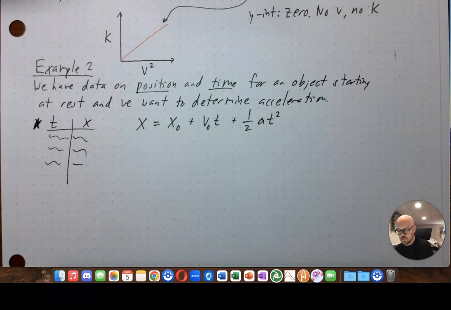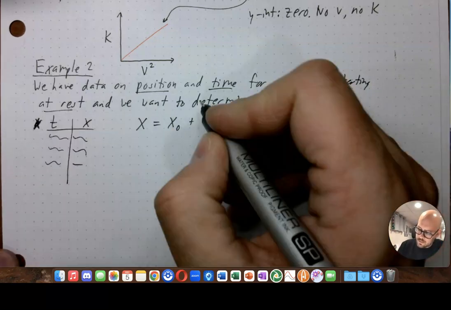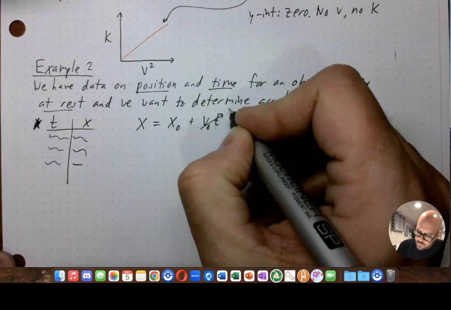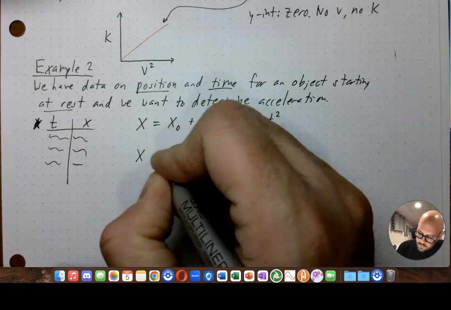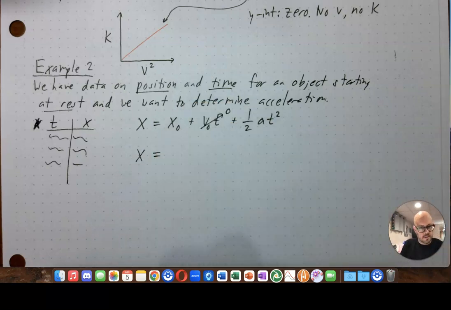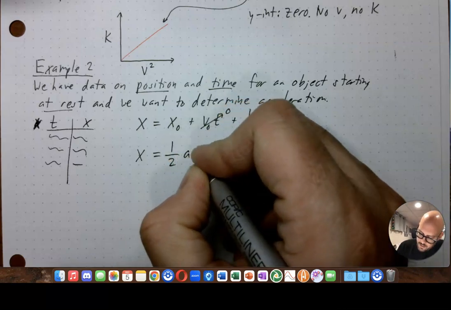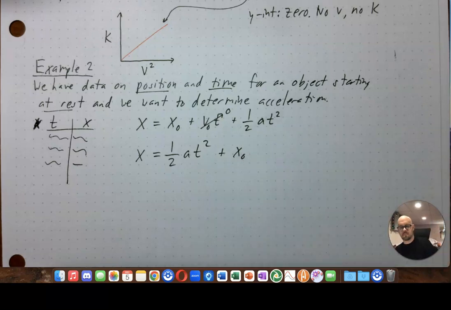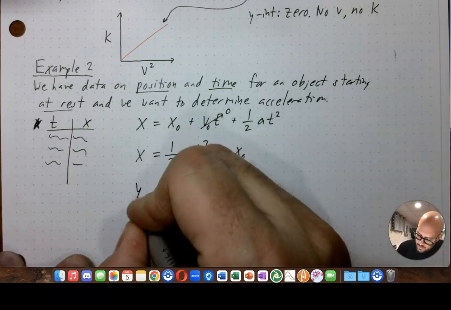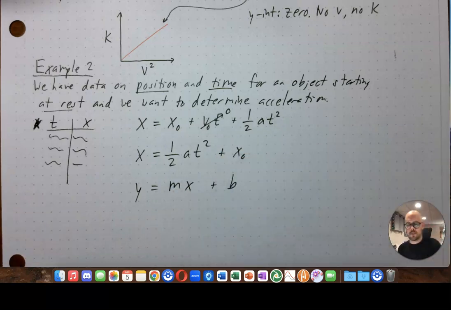This equation needs to be simplified a little bit. This object started at rest, and so the initial velocity times time is going to be 0. So I'm going to rewrite this in a way that is going to be conspicuous. I'm going to rewrite it as x equals 1/2 a t squared plus x naught. And then underneath it, I'm going to write y equals mx plus b.